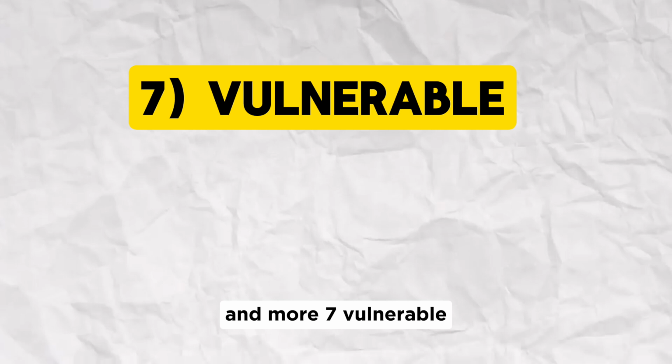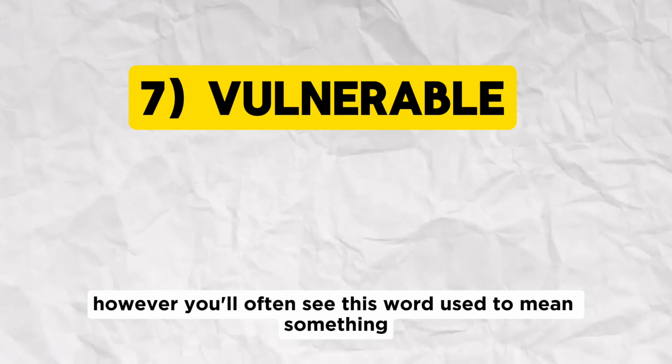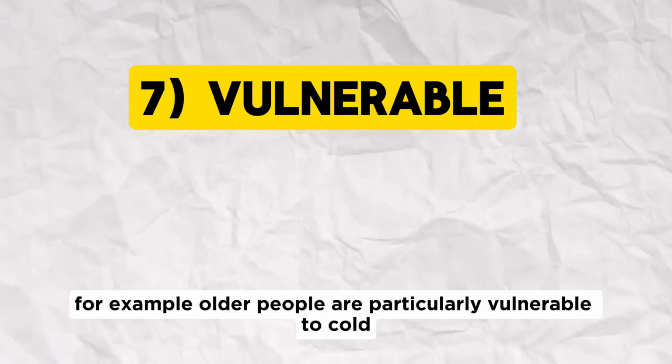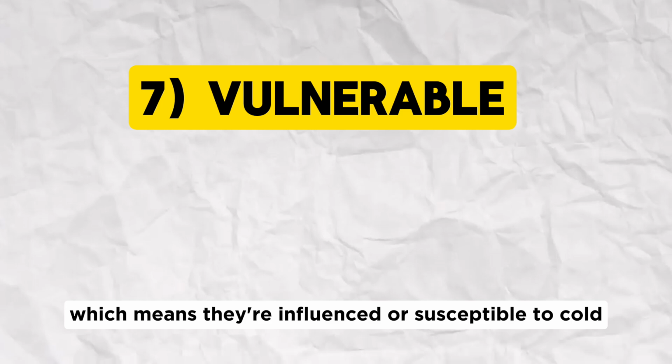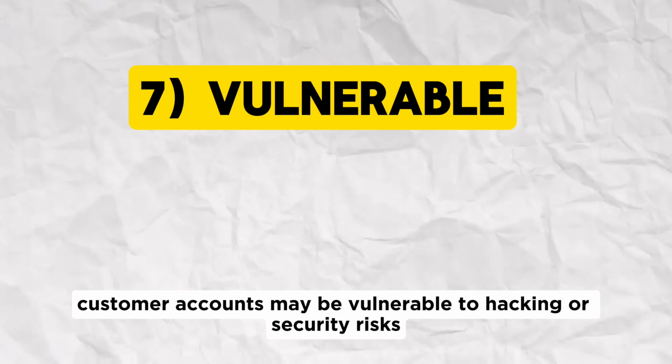7. Vulnerable. A vulnerable person is someone who is easily hurt. However, you'll often see this word used to mean something or someone that is easily influenced or attacked. For example, older people are particularly vulnerable to cold, which means they're influenced or susceptible to cold. Susceptible is another good word with a similar meaning. Customer accounts may be vulnerable to hacking or security risks.